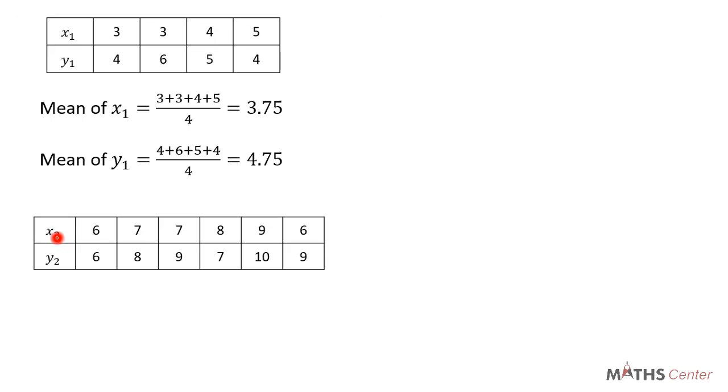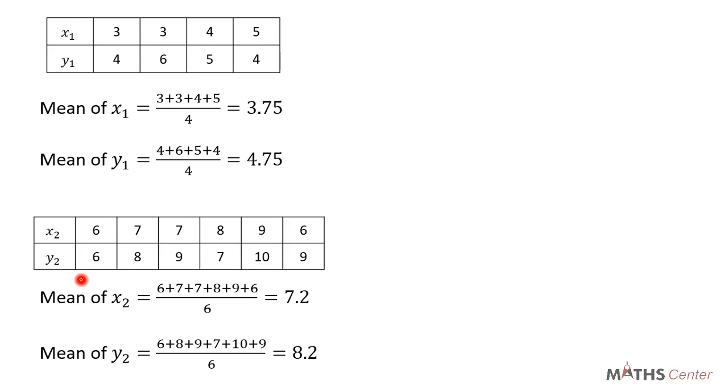This is our table for x2, y2. To get mean of x2, that is x2 mean, we add all the x2 values together, we divide it by their number. There are 6 in total, so we have 6 plus 7 plus 7 plus 8 plus 9 plus 6 divided by 6, and that gives us 7.2. Next, we find the mean of y2, that's y2 mean. We add all the y2 values together and we divide it by their number, which is 6. So we have 6 plus 8 plus 9 plus 7 plus 10 plus 9. You divide that by 6 and that gives us 8.2.